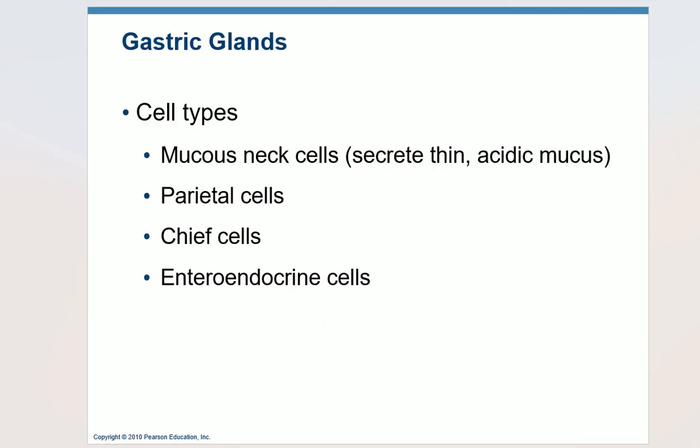All right, so gastric glands. We have glands that create secretions that help digest food. Mucous neck cells secrete thin, acidic mucus, and that helps protect the stomach, actually. The other three that we're going to talk about in a little bit more detail are parietal cells, chief cells, and enteroendocrine cells.